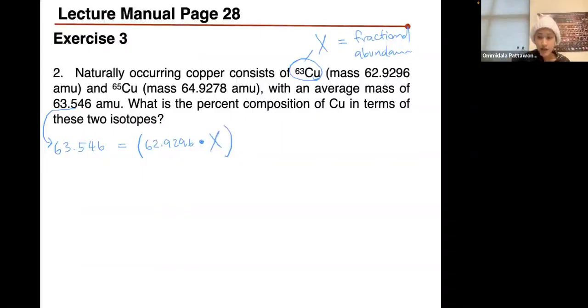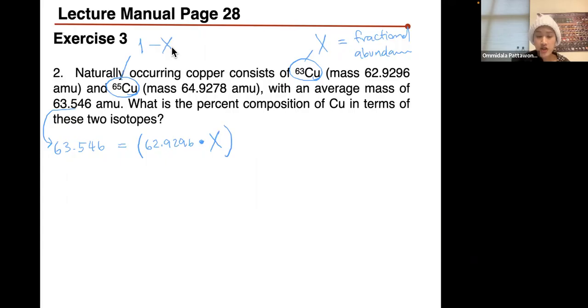Remember, fractional is out of 1, so everything needs to add up to 1. Since we have only 2 isotopes, copper 63 and copper 65, available in nature, the fractional abundance of copper 65 is going to be 1 minus X. Because when you add this X and this 1 minus X together, it needs to equal 1.